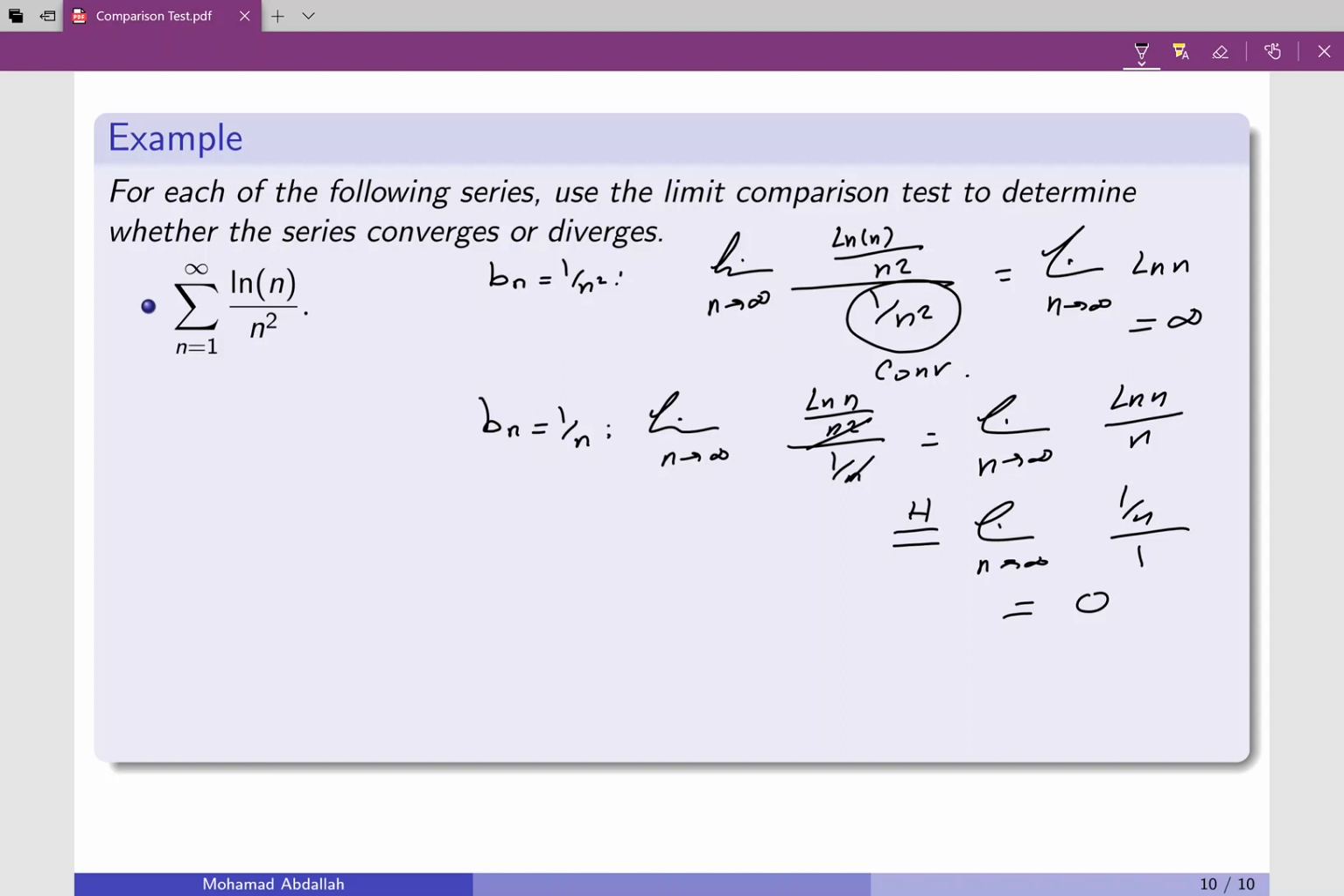Okay, so what do we do in this case? Now I want you to notice something. When I took Bn equal to 1 over n, it went to 0. When I took it as 1 over n squared, it went to infinity. So my guess would be Bn equal to 1 over n to the power of something between 1 and 2. I mean, not between 1 and 2. I mean something like, yes, 0.5, for example.